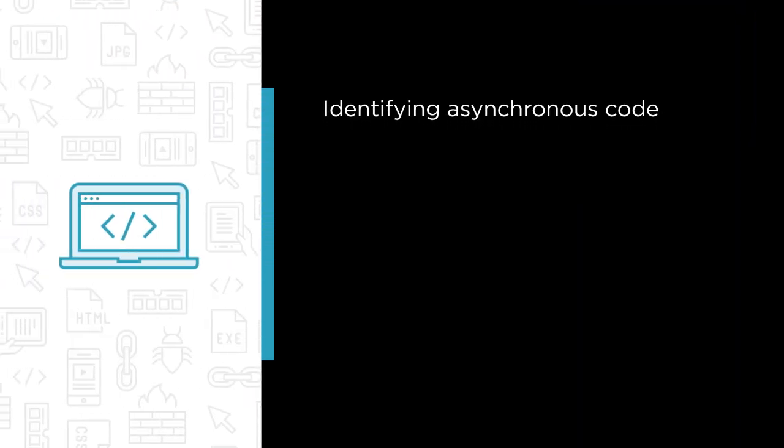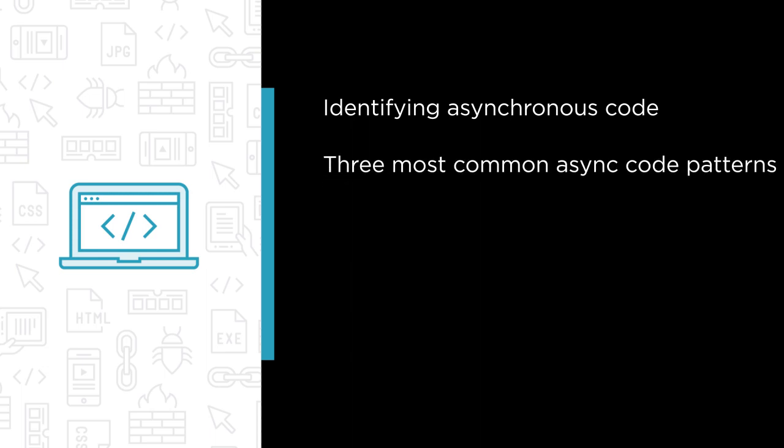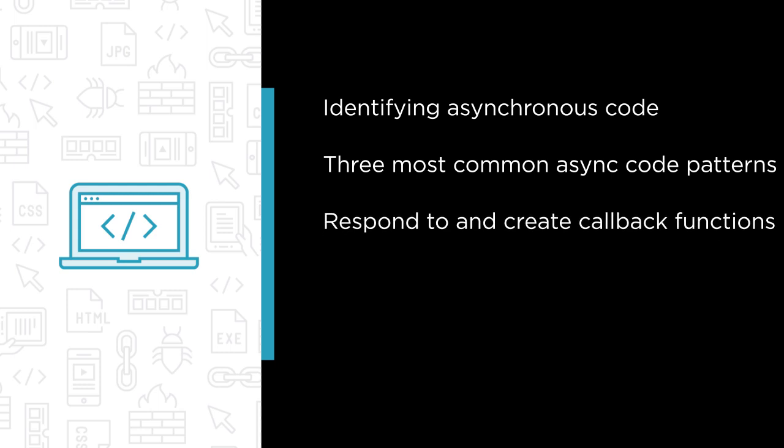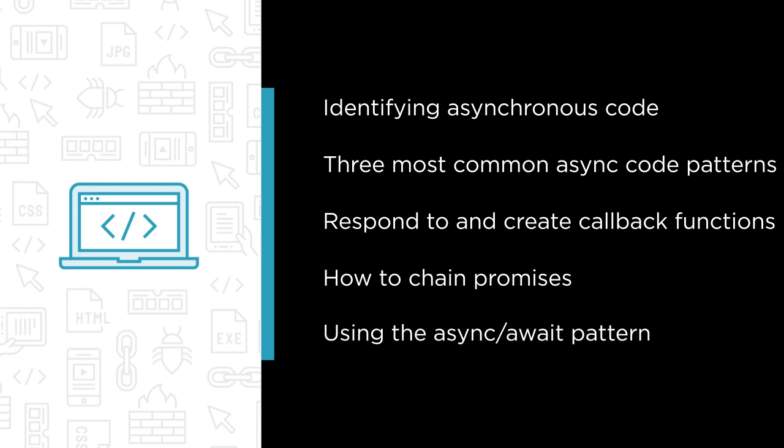Some of the major topics that we will cover include identifying asynchronous code, where you'll encounter the three most common async code patterns, callback functions, promises, and async await, how to respond to and create callback functions, how to chain promises, passing values, and fulfill or reject your promises, learning how to write async code that behaves like synchronous code using the async await pattern.